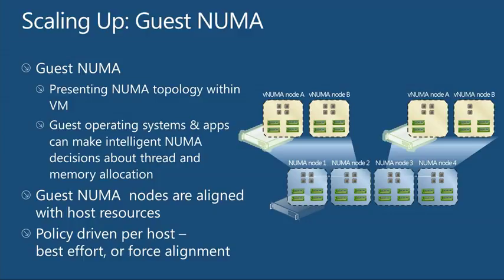You need to look at your environment and go, okay, I've got the following hardware. What's the smallest NUMA node that exists? Now, if you have a box which has 4 cores per NUMA node and 16 gig of memory per NUMA node, and that's the smallest NUMA node that exists in your environment, then that's what you're going to want to set as the NUMA topology for your virtual machine.